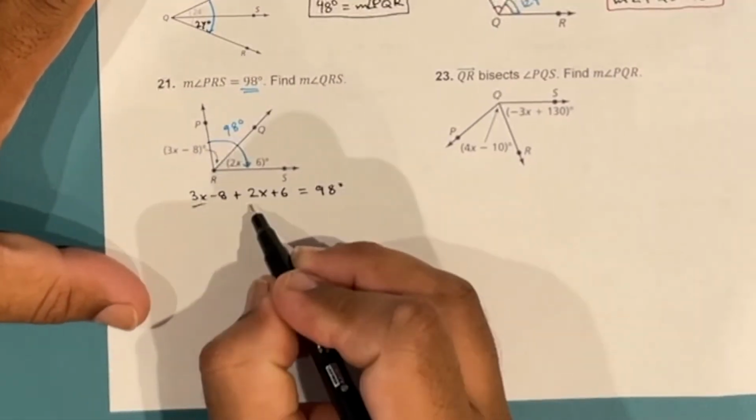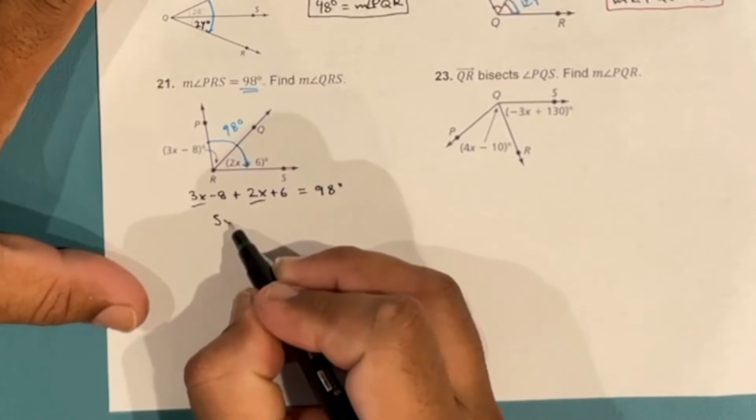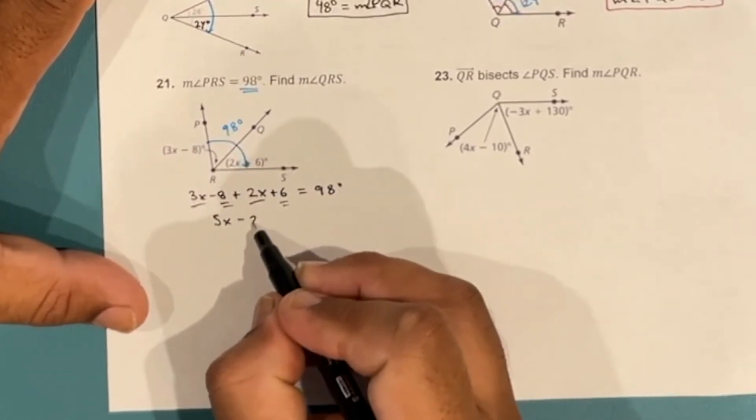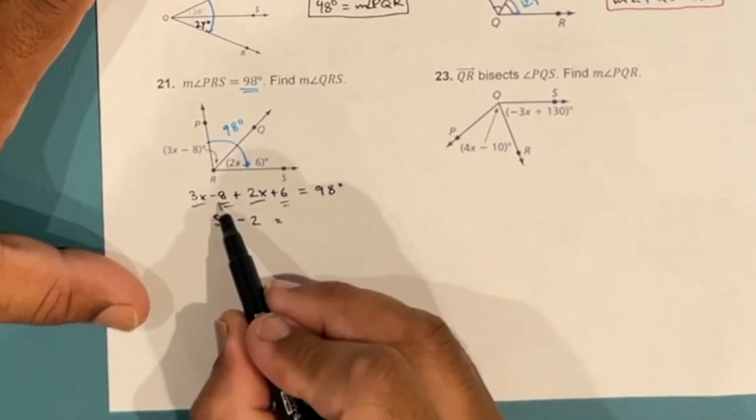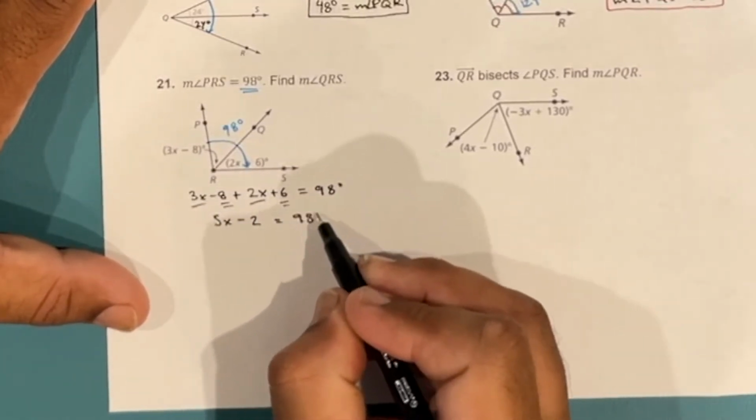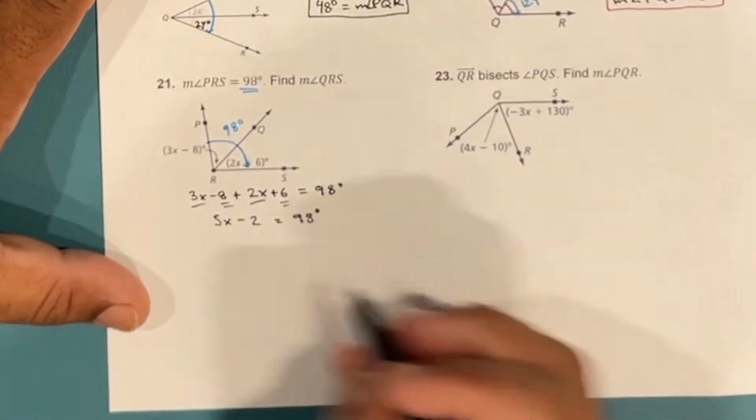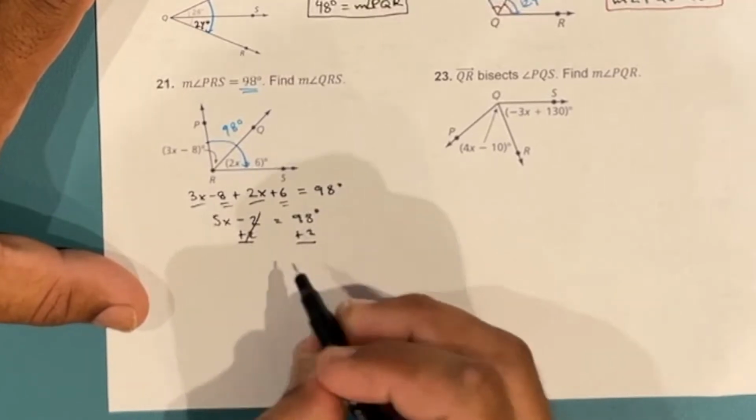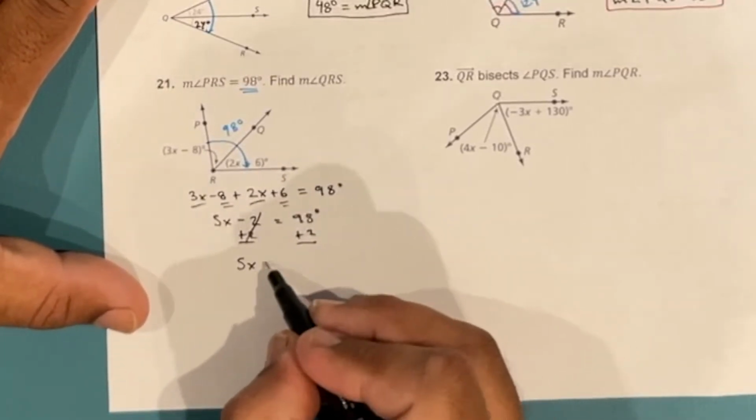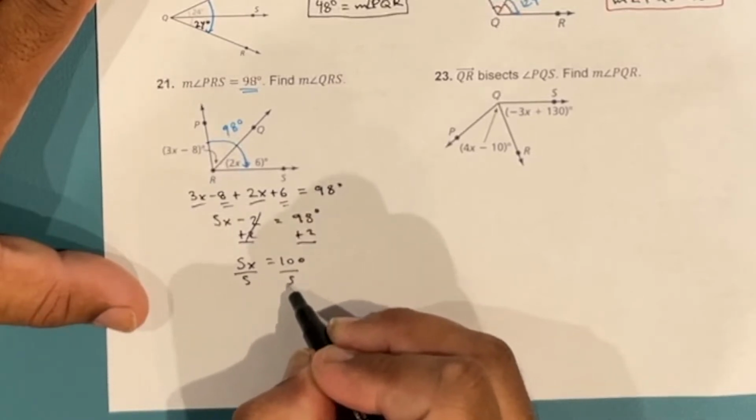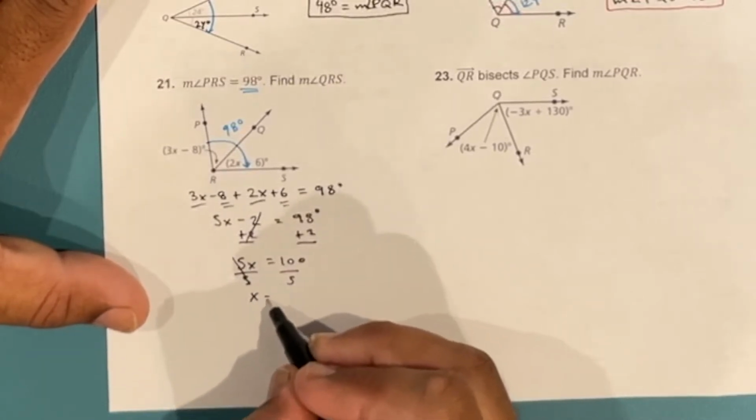So I'm going to combine like terms. 5x and negative 2, because negative 8 plus 6 is negative 2, equals 98 degrees. So I'm going to add 2 to both sides to get that x by itself. 5x equals 100, divided by 5. I get x equals 20.